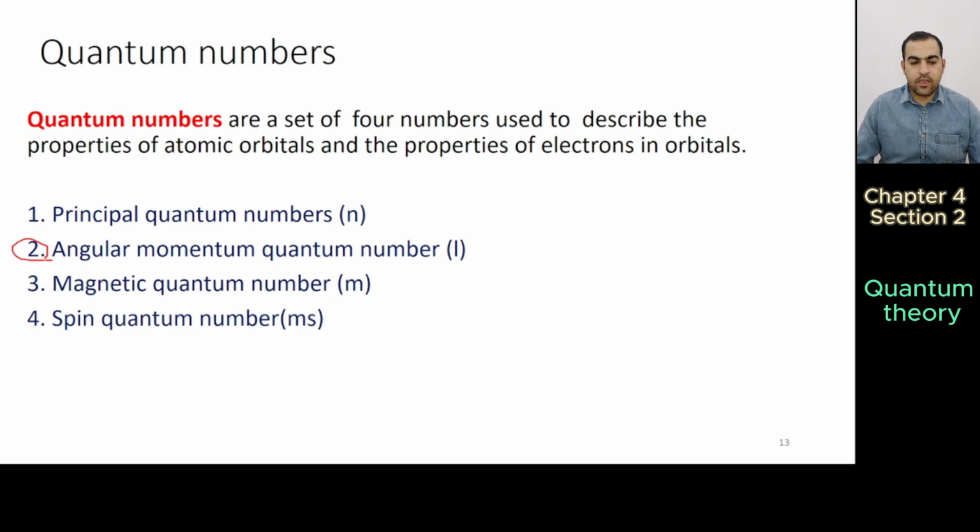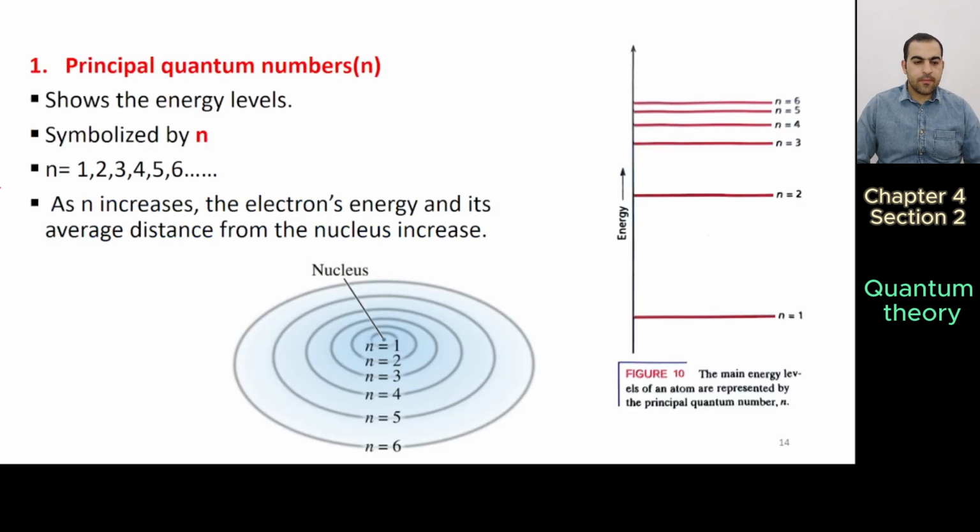So science, they're going to give these numbers to orbitals, sublevels, energy levels, and electrons, so we can understand them. So these are four numbers to describe the properties of atomic orbitals and electrons in orbitals. Let's talk about them.